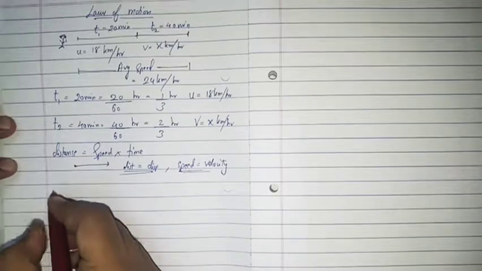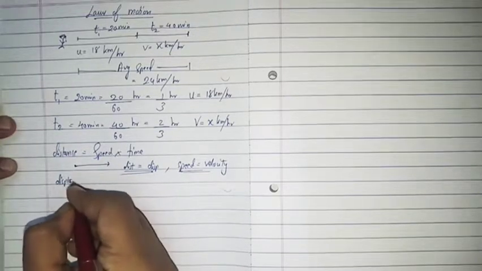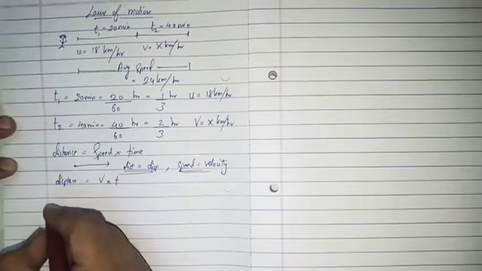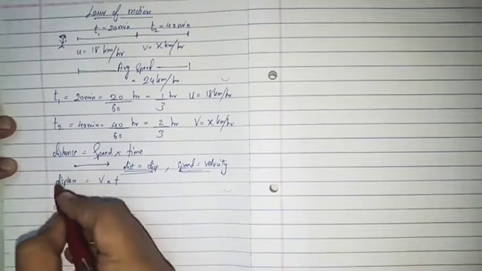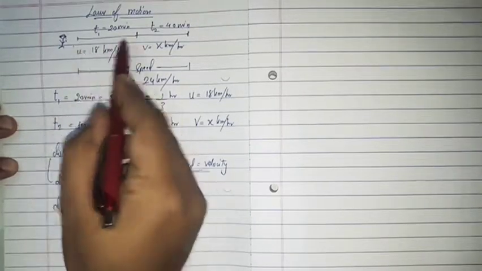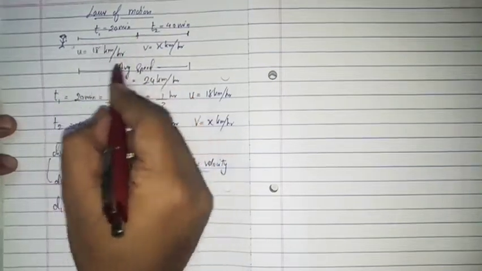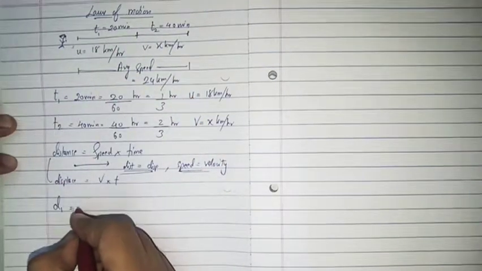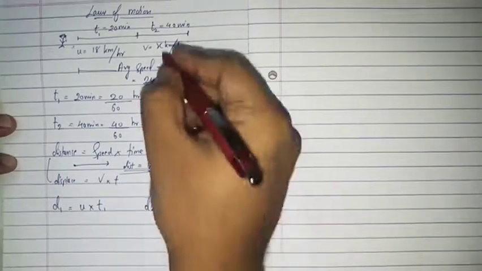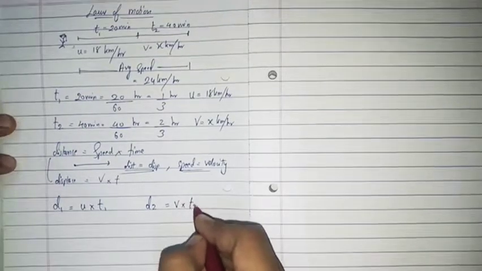So we can also write it like this, displacement equals velocity into time. It is the same thing. Done. So chalo, distance equal to displacement. So distance covered for this phase will be what? Distance covered will be this velocity into time 1, and second distance will be what? This velocity into time 2, right?